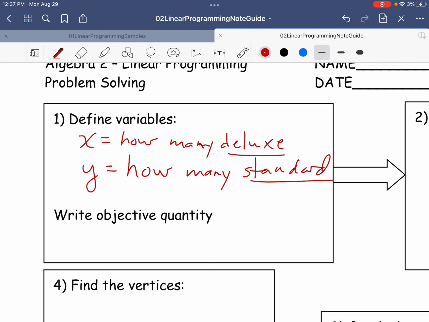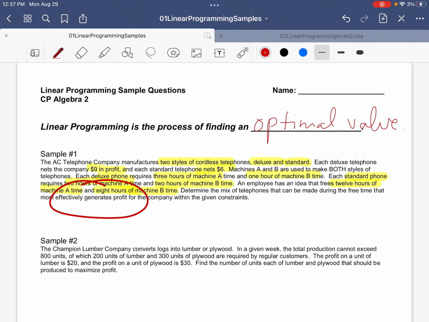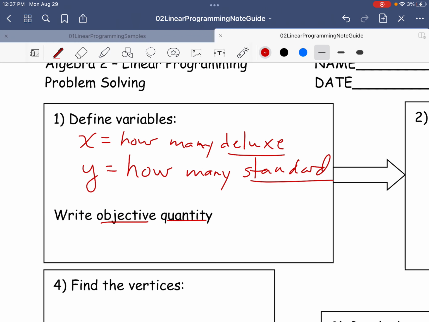Now, the objective quantity, that's a new word, but the objective quantity ends up being an equation. It ends up being an equation for that which you're trying to find. And if you read carefully again here, it says we're trying to find profit. So really, our objective quantity is going to be the profit that we make.